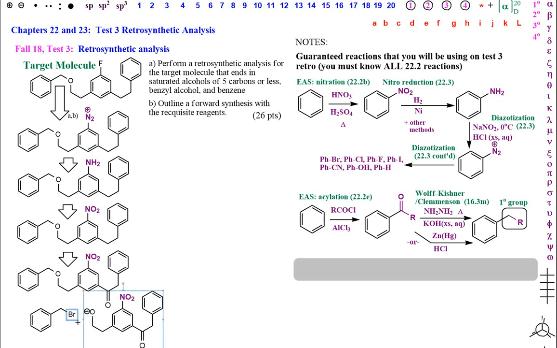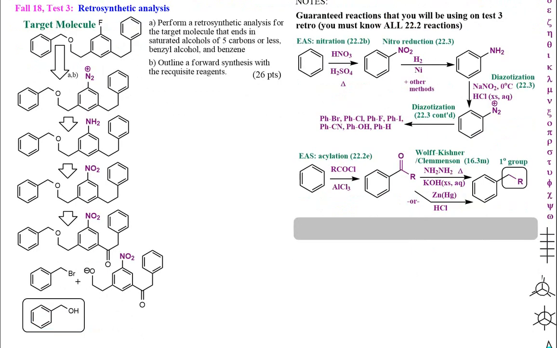Alkoxide reacts with primary benzylic bromide, also known as benzyl bromide, and that comes from benzyl alcohol, which we can circle. Benzyl bromide comes from benzyl alcohol. This little gem over here comes from this molecule here, the conjugate acid.